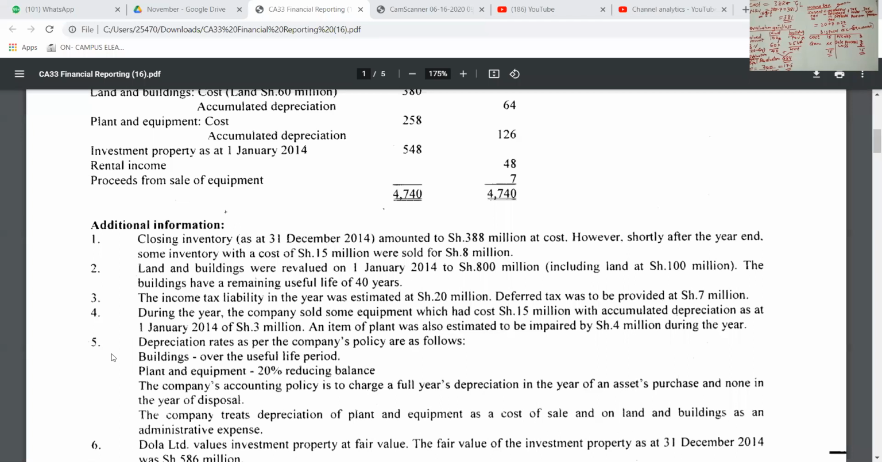Number 5, depreciation rates as per the company's policy are as follows. Building, over the useful life. That one we are done with. Remember that after evaluation in note 2, the building was having a remaining useful life of 40 years. We took 700 and divided by 40 years, and we got 17.5. That is what they were mentioning here. We are done with that.